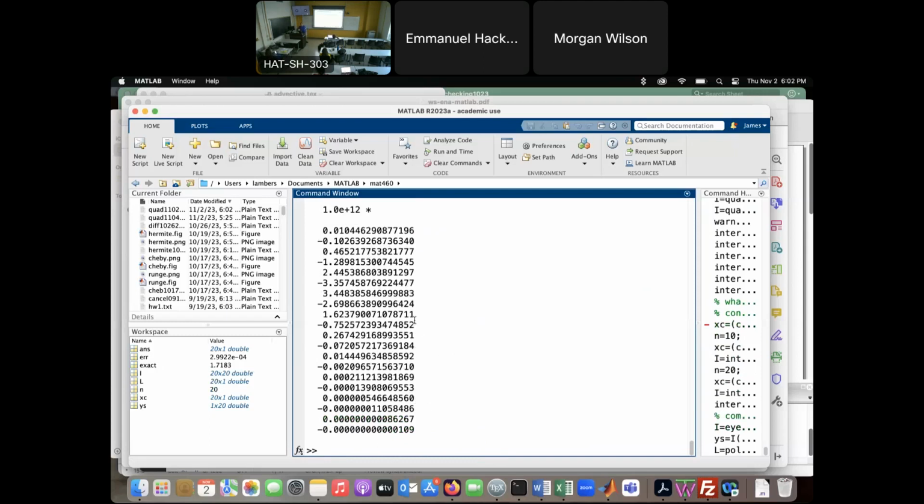you run the risk of cancellation, because the values of this polynomial are 0 at most of these points except 0 or 1. So evaluating the polynomial in power form using these coefficients would lead to catastrophic cancellation.